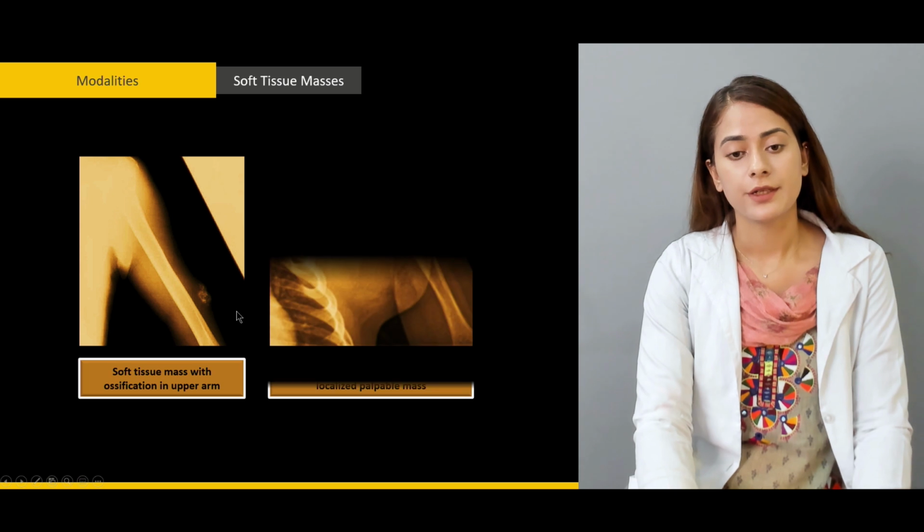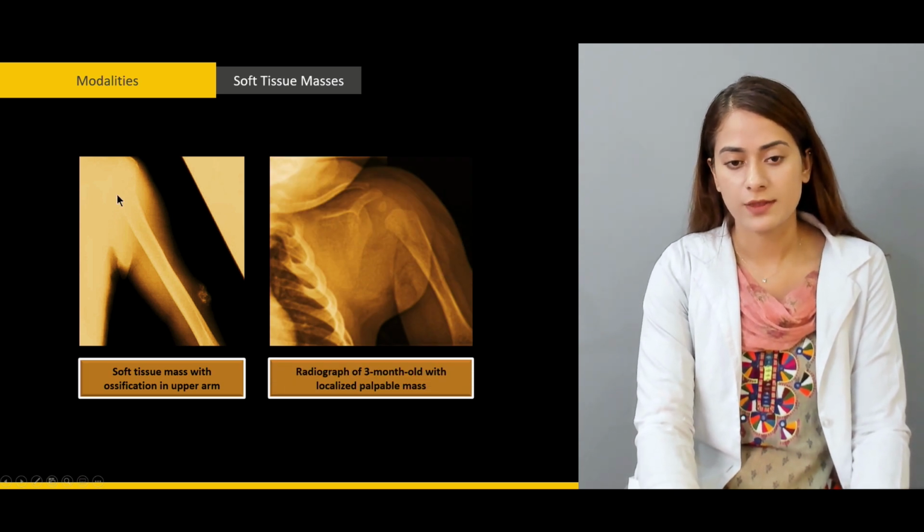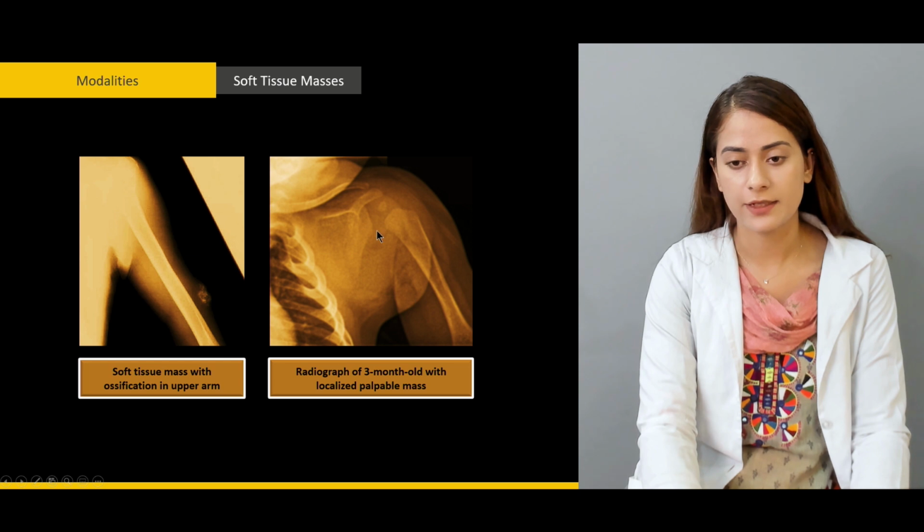Lastly, we're going to talk about the soft tissue masses. Soft tissue masses, like I said, can be ossification of the tendon, muscles, ligaments, or they can be cancerous, they can be lipomas, but mostly soft tissue masses are lipomas. Soft tissue masses with ossification in the upper arm is visible here. This is an X-ray of the arm. This is the humeral shaft, and this is an abnormal structure right here. As we can see, this is not normal.